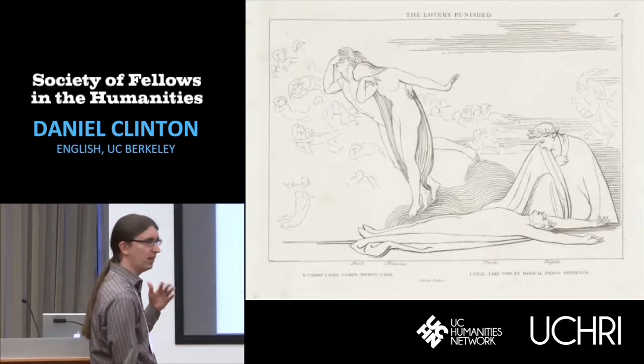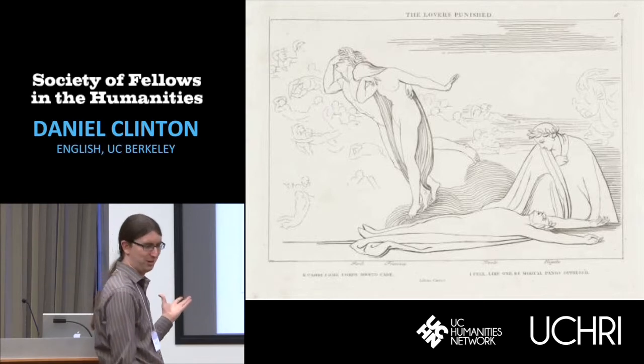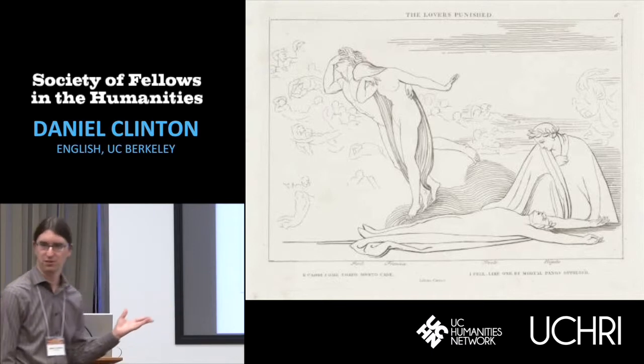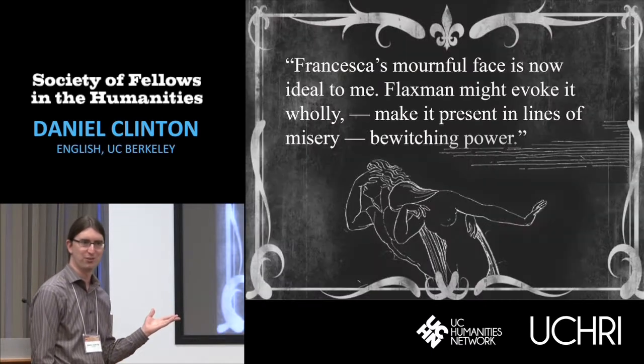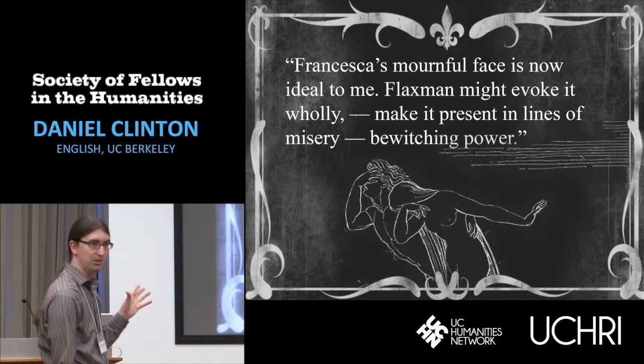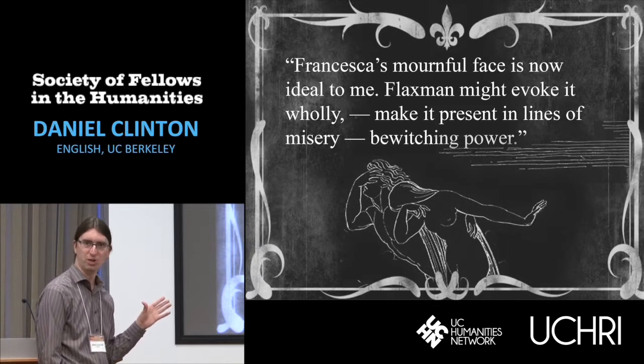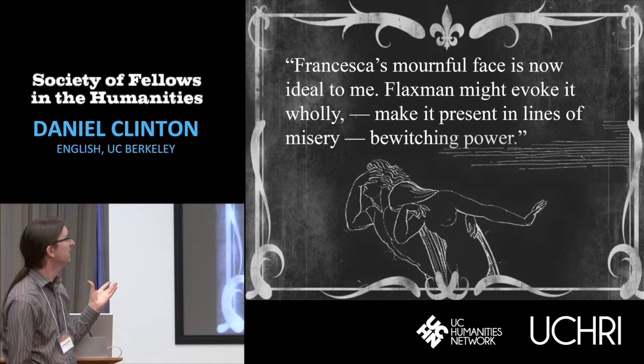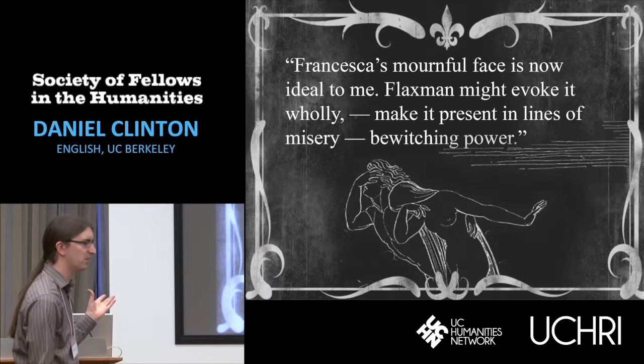And then here is the only other print of Paolo and Francesca in Flaxman's Dante. And you'll notice here we get even less of a face, which is going to be problematic for the way this passage sets up the relationship between the visual and verbal. So here we have: Francesca's mournful face is now ideal to me. Flaxman might evoke it wholly, make it present in lines of misery, bewitching power.